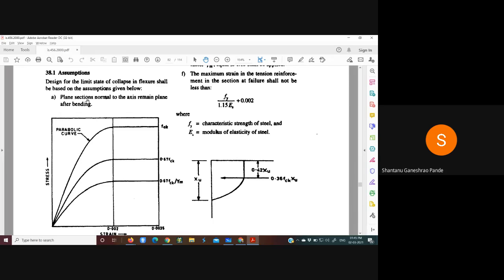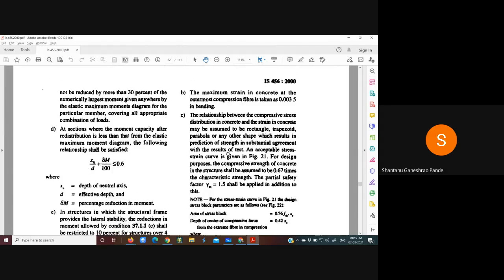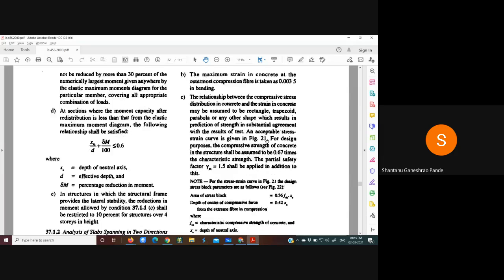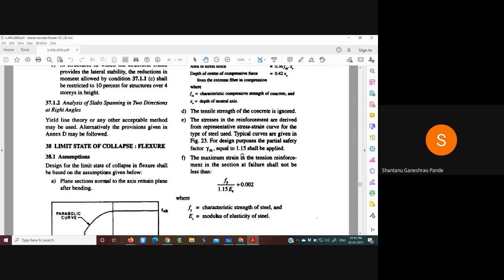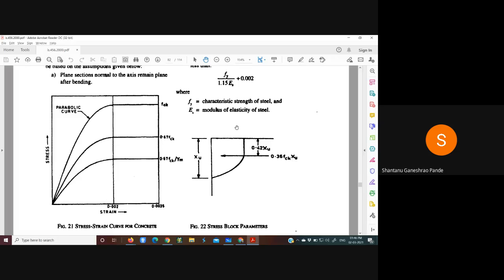Plane sections normal to the axis remain plane after bending. This is the classical bending theory or pure bending theory assumption, and the same is applicable everywhere. Then the second assumption: the maximum strain in concrete at the outermost compression fiber is taken as 0.0035 in bending. Now, as I just told you, we will be dealing with strain diagram in case of LSM.